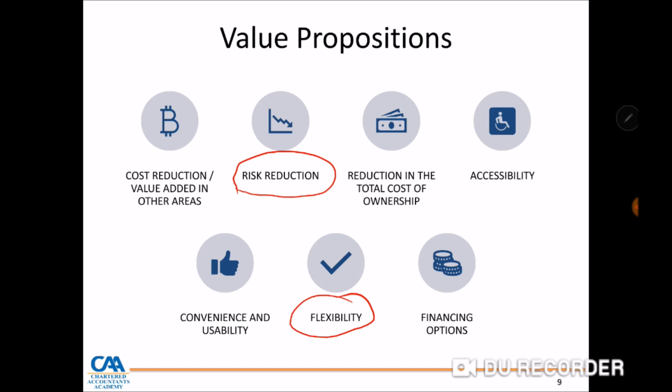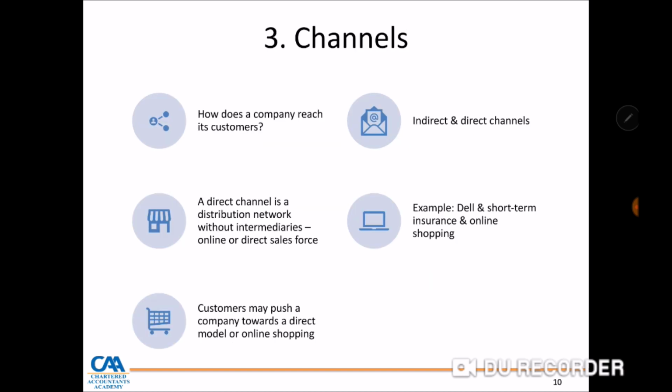Whenever you're reading a case study or scenario, you should be able to answer this question: what is the value proposition of the entity I'm looking at? So moving on to the next building block, channels. Channels effectively is saying, how is a company going to reach its customers? How are we going to be distributing our products and services?